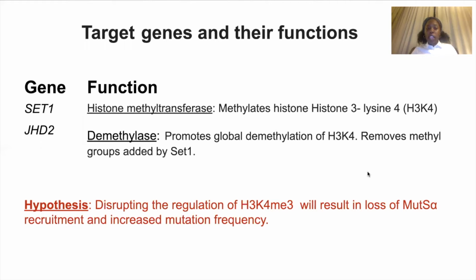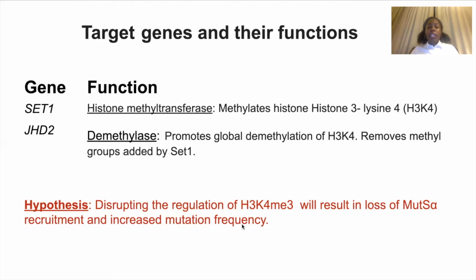So what I did was target the SET1 and JHD2 genes. These genes modify the histones through methylation. SET1 is a histone methyltransferase, and JHD2 is a histone demethylase, and both of these genes target H3K4, which is histone 3 lysine 4.